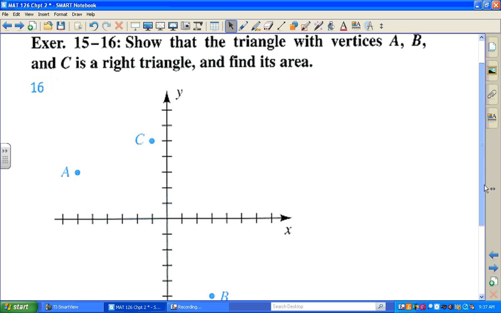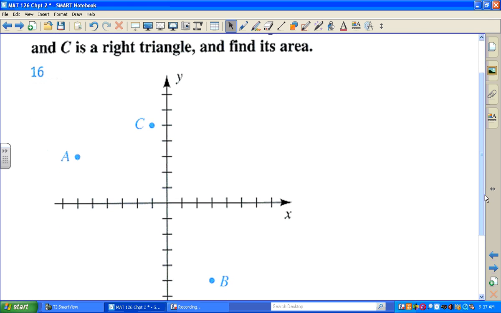Show that the triangle with vertices A, B, and C is a right triangle and find its area. How do you show something's a right triangle? Yeah, I left it at square root of 241. 1, 2, 3, 4, 5, 6. 1, 2, 3. This is negative 6, 3. 1, 2, 3, 4, 5. This is 0, 5. And this is 1, 2, 3, 1, 2, 3, 4, 5. C. Oh, yeah. Looks like it's off 1, doesn't it? How do you tell something's a right triangle?